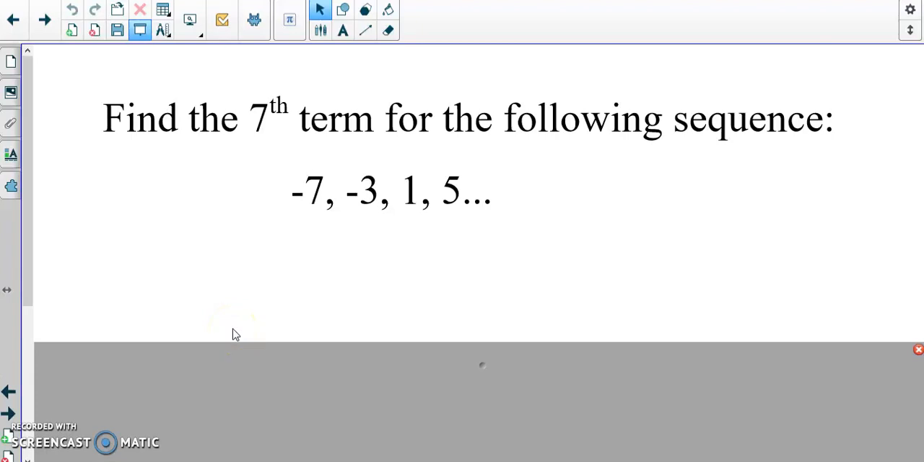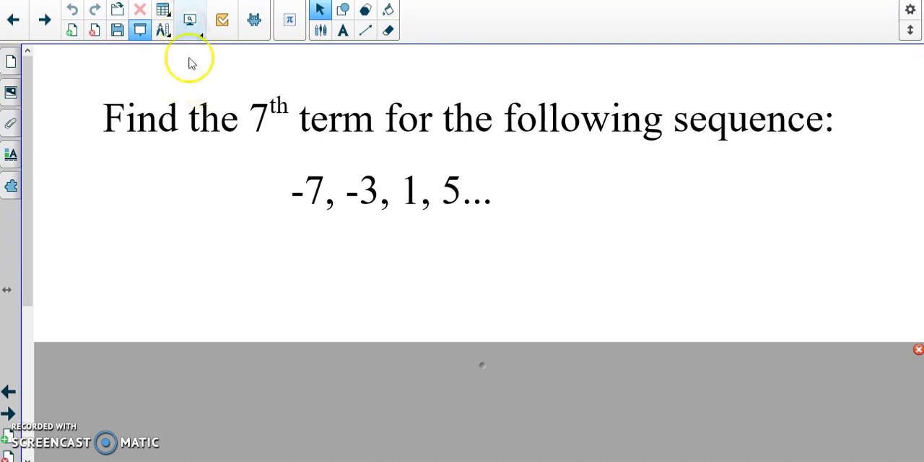Okay, today we're going to do section 4.6, which is sequences, and then we're going to start into chapter 11 next week. This is kind of a little bit different because section 4.6 is kind of out of place. All right, let's take a look at this case here. It says find the seventh term for the following sequence.